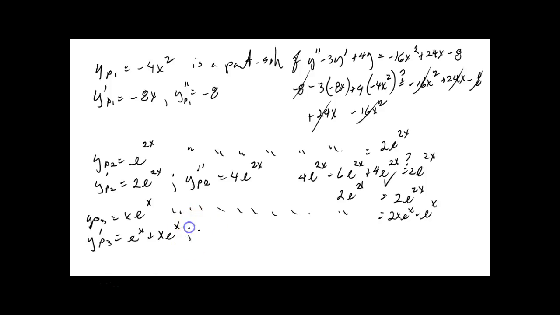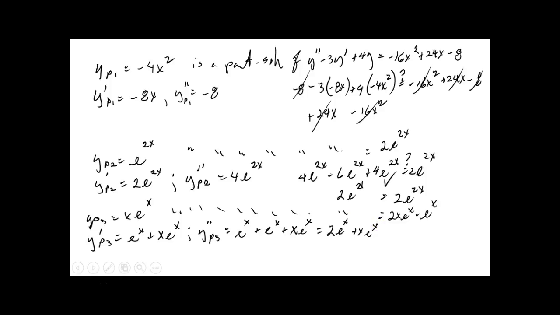So let's now do y double prime of P3. And what does that give you? E to the x, I'll buy that one. Plus e to the x, I'll buy that. Plus x e to the x, okay? Which simplifies to be 2 e to the x plus x e to the x.